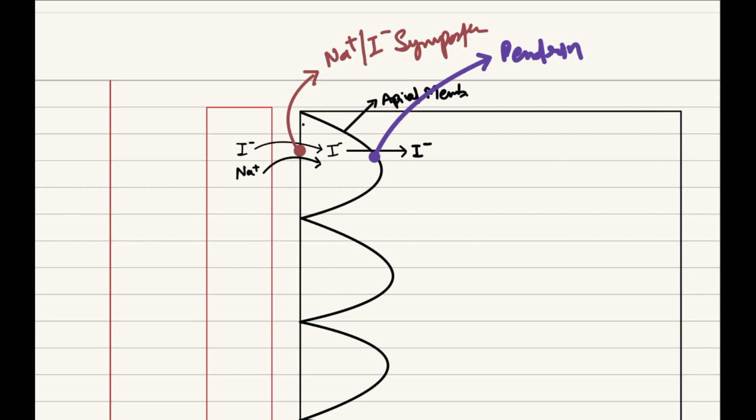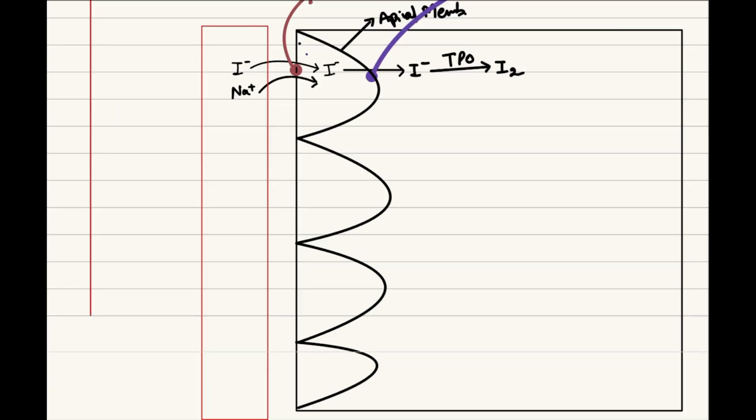Then the iodide is oxidized with the help of the enzyme TPO, or thyroid peroxidase. While the iodide is being transported, at the same time there is the formation of thyroglobulin from the endoplasmic reticulum of the follicular epithelial cells. The endoplasmic reticulum synthesizes a large glycoprotein called thyroglobulin.